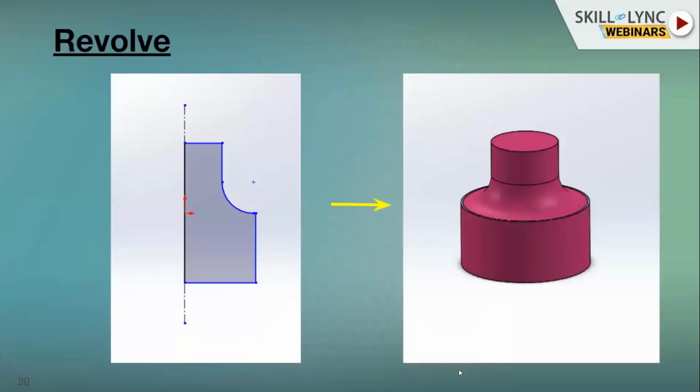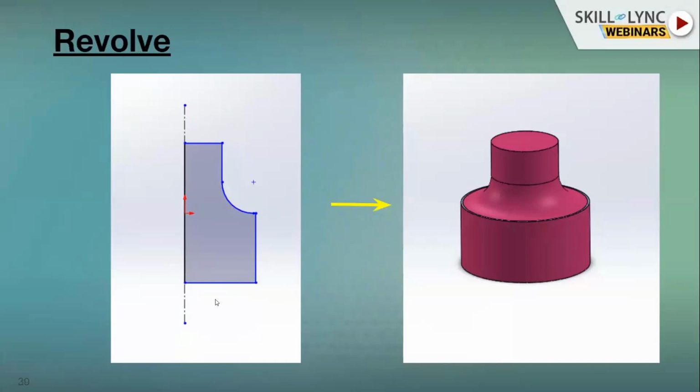And this is for rotational components, like whatever the components which are all looking like cylindrical shapes can be made through the revolve. This is a sketch of the cross section.